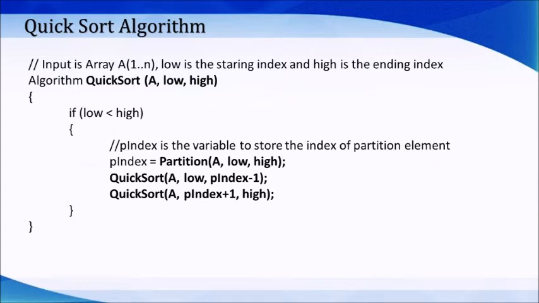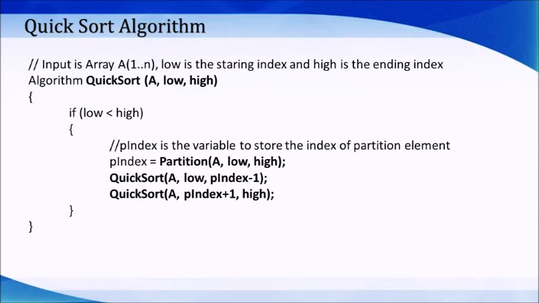We can sort if and only if there are at least two elements, right? That means low should be less than high. So I am checking the primary condition: if low is less than high. Then what should I do? First, I need to find the index value where I need to partition the array. So I am taking pindex as a variable, which is used to store the index of the array where the partitioning has to be done.